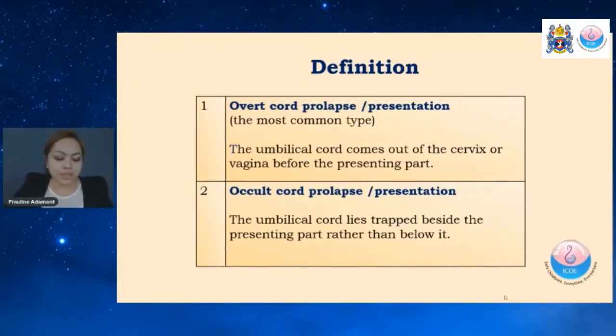When the presenting part starts to compress on the cord, it will reduce the oxygen supply to the fetus, and the baby will develop hypoxia and eventually hypoxic ischemic encephalopathy, which is HIE, or we can say brain dysfunction, or even stillbirth.